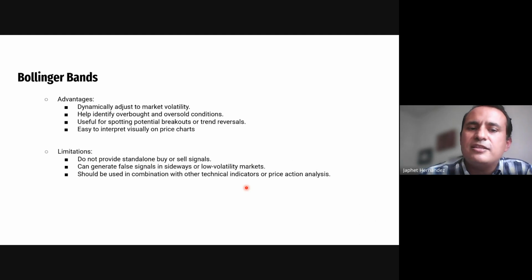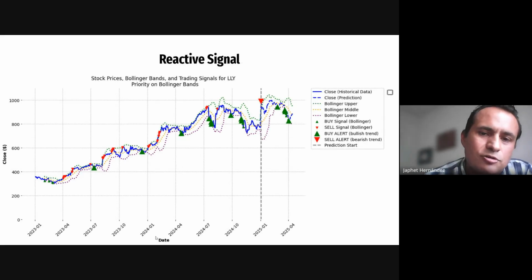It's not to be provided as a standalone buy or sell signal. It must be confirmed by any other technical indicator or price action analysis. Since that is what it is, it can generate false signals in sideways or low volatility markets. And how our signals look when that happens.